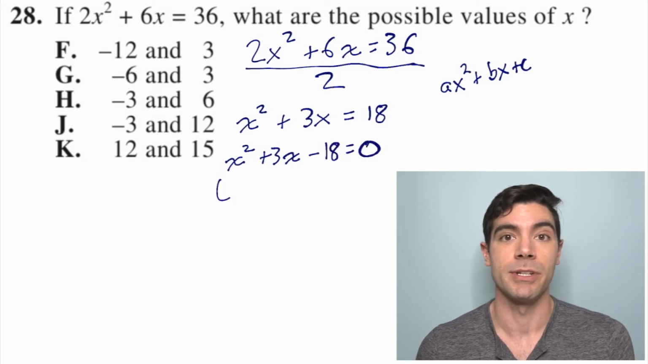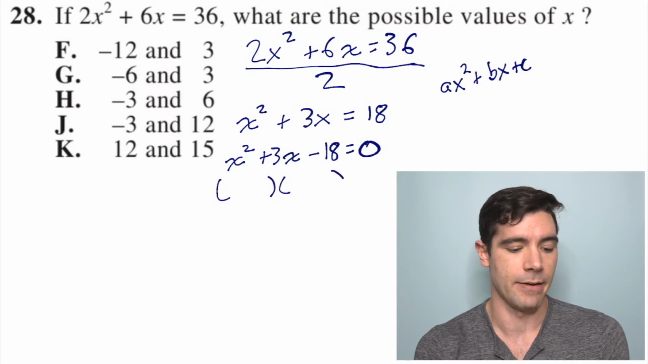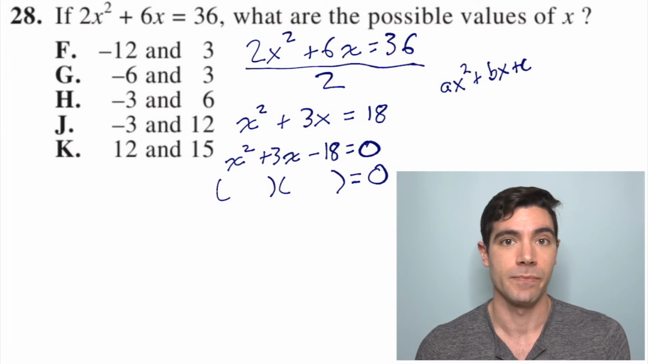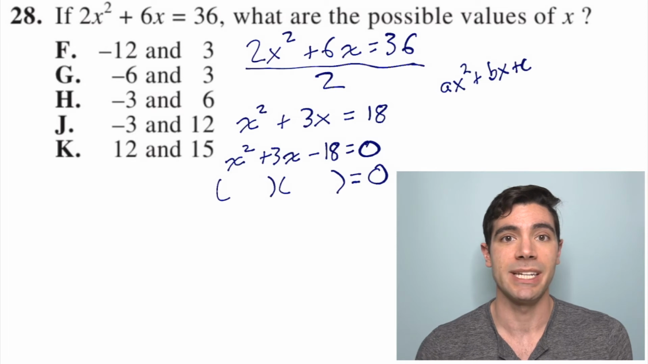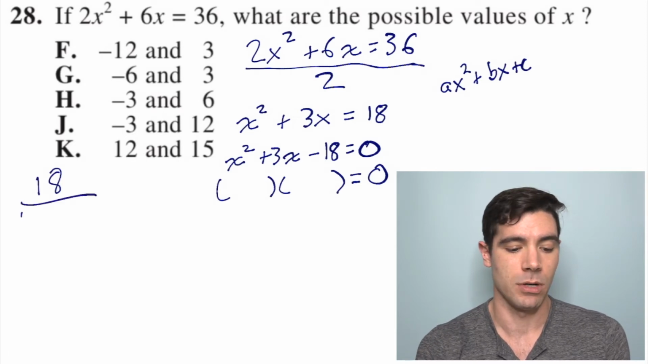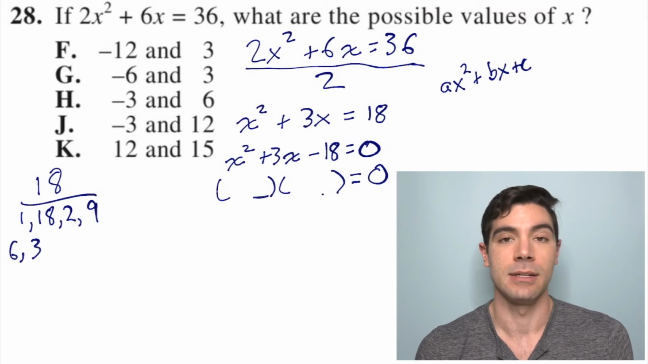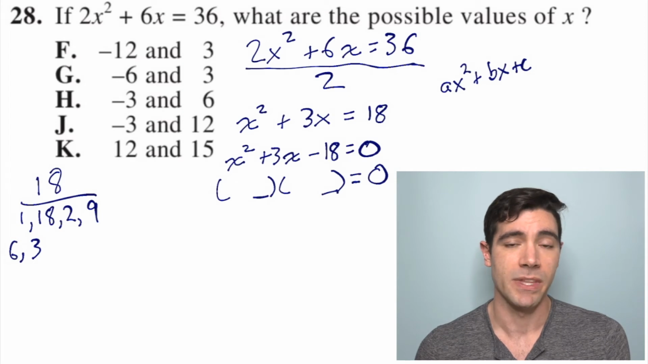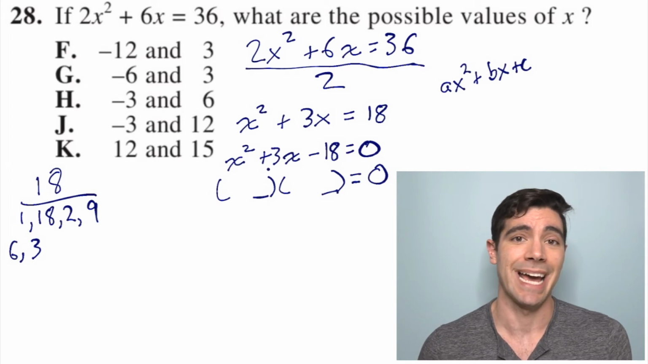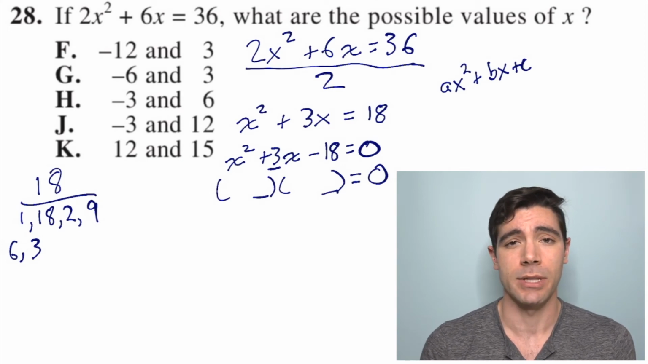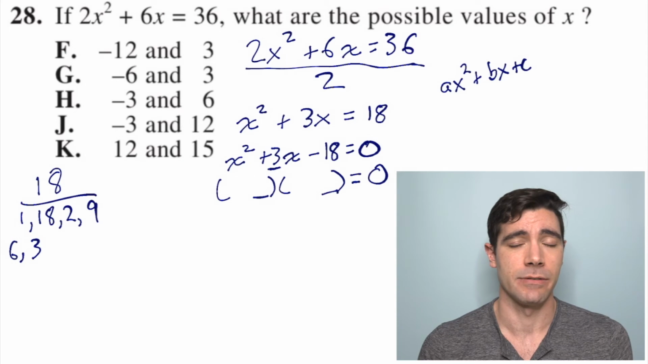So we're going to want to break this up into two binomials, right? We're going to have these two-term expressions that multiply together to equal 0. All right, well, one of the helpful ways that you can start to figure out what these numbers are going to be would be to list the factors of 18. So you would have 1, 18, 2, 9, 6, and 3, right? Because the numbers in these slots need to multiply to equal negative 18. And the other thing we know when we're factoring is that they have to add up to equal positive 3. So we need two numbers that multiply to equal negative 18 and add up to equal positive 3.